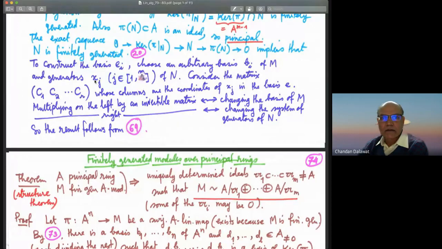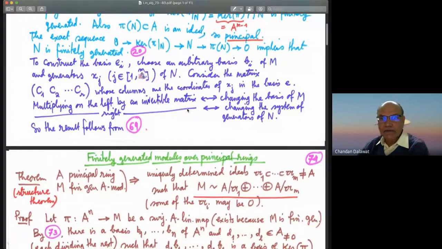because these generators, we are writing them as the column vectors of this matrix, right? Columns of this matrix. So multiplying this matrix on the left by an invertible matrix amounts to changing the basis of the module M. And multiplying it on the right by an invertible matrix amounts to changing the system of generators of the submodule N.